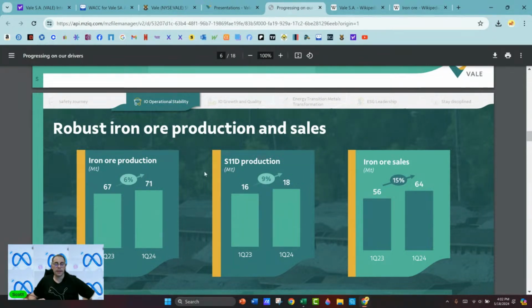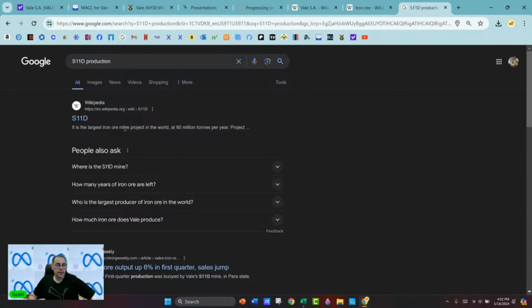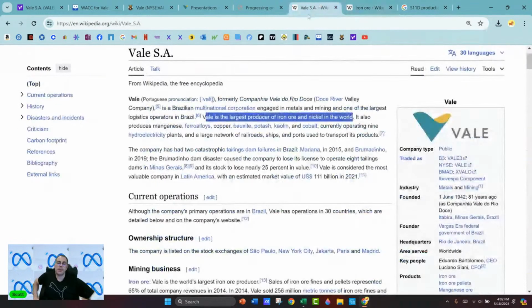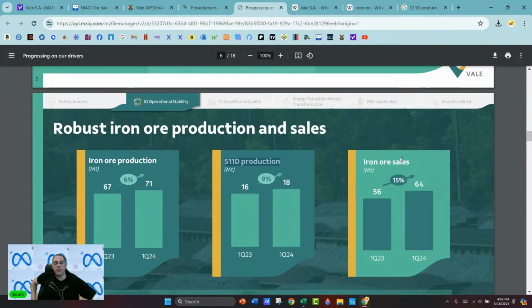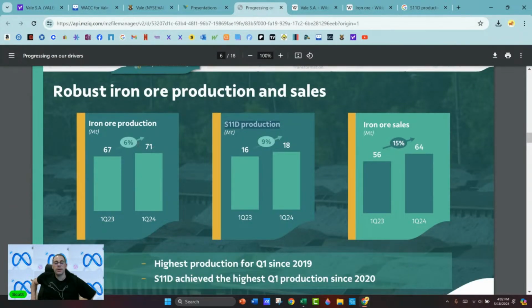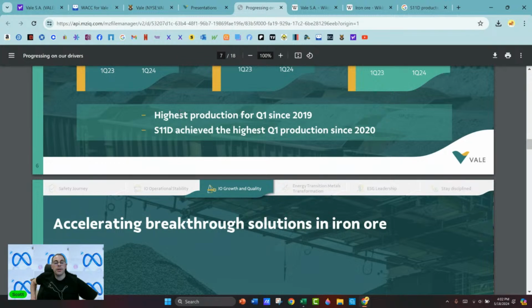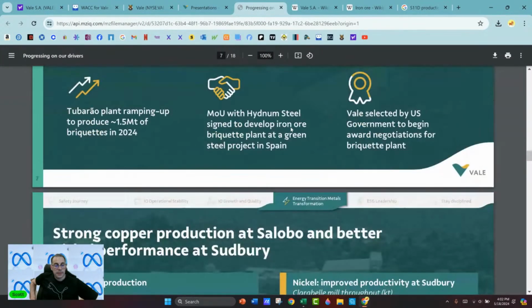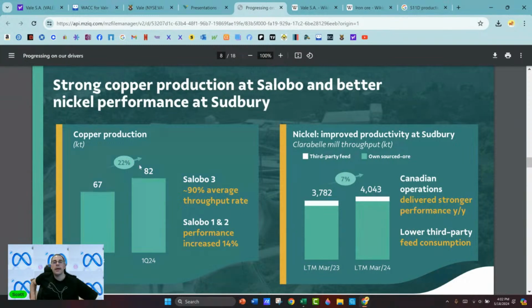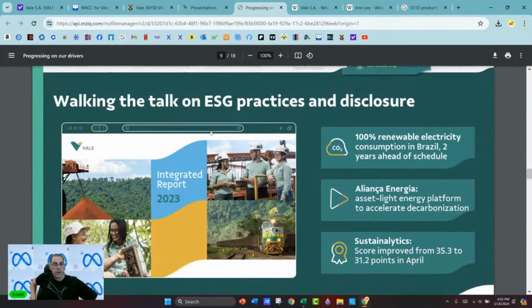Iron ore production, 71 million tons. So that's up 6%. S11D production. S11D is the largest iron ore mine in the world. That's in Brazil. Iron ore sales up 15%. Even though production went up only 6%, sales went up 15% because they have it in reserves. So this is their highest production since Q1 2019. That's what everybody wants to get back to, 2019 levels before COVID. Copper production, that's up 22%. Nickel, walking the talk on ESG.